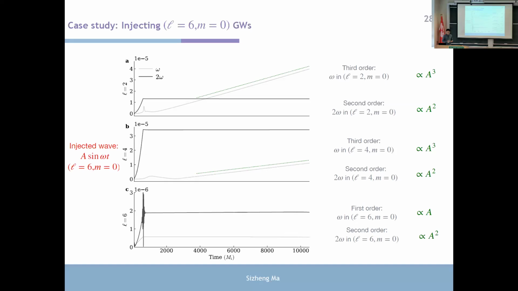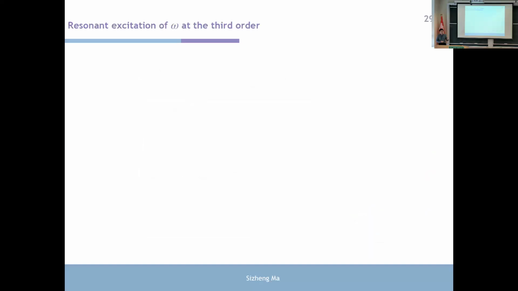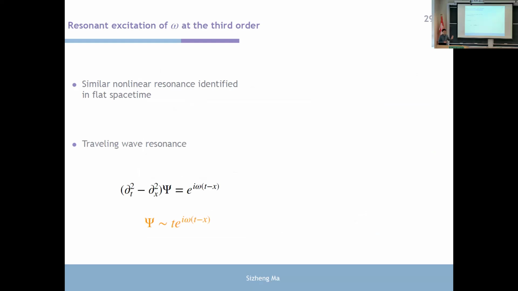And more interestingly, we also found similar nonlinear resonance in flat spacetime. So this implies that this resonance is not tied to any eigenfrequencies of the system. This aligns quite well with the traveling wave resonance that I introduced earlier. In the presence of a traveling wave, we can have this resonant solution.